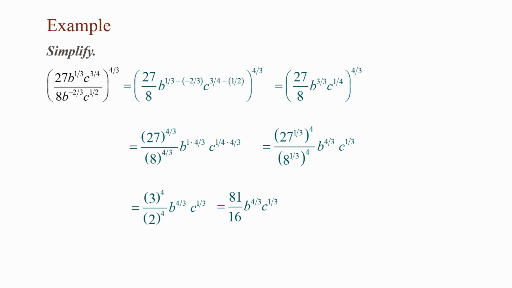3 to the 4th is 81. 2 to the 4th is 16. Final answer, 81 over 16, b to the 4/3, c to the 1/3.